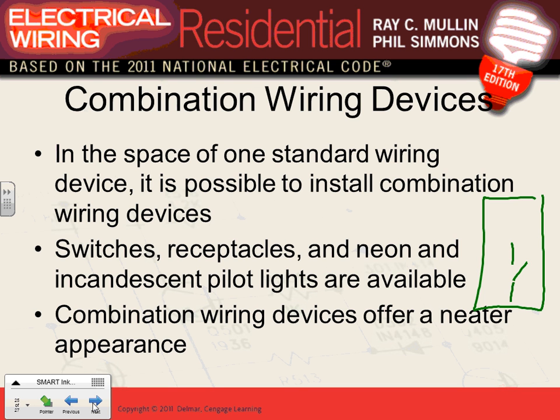Here's my switch here, and here's my receptacle here. Or you can have a neon or pilot light, guys, right here: a switch and a pilot light. So when you turn the switch on, the light will go on. You can also have an indicating light, where when you turn the switch on, the light will go off. So all these are called combination devices. Typically, not a whole lot used, but it comes in really handy.